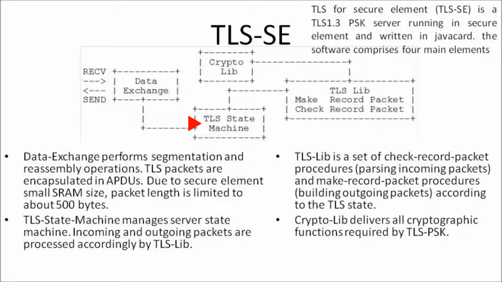TLS state machine manages the server state machine. Incoming and outgoing packets are processed accordingly by TLSlib. TLSlib is a set of check record packet procedures, parsing incoming packets, and make record packet procedures, building outgoing packets according to the TLS state. Cryptolib delivers all cryptographic functions required by TLS PSK.